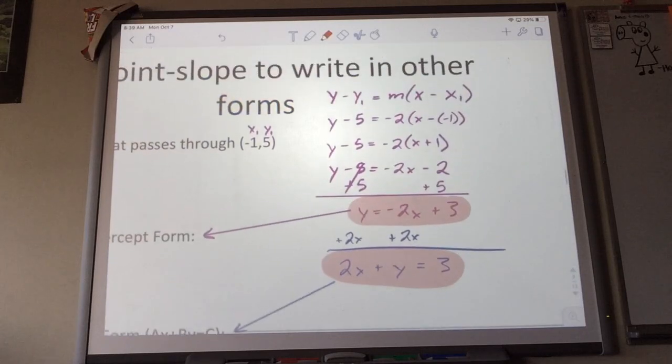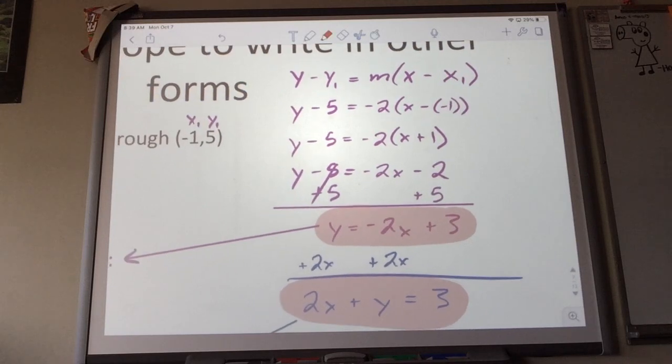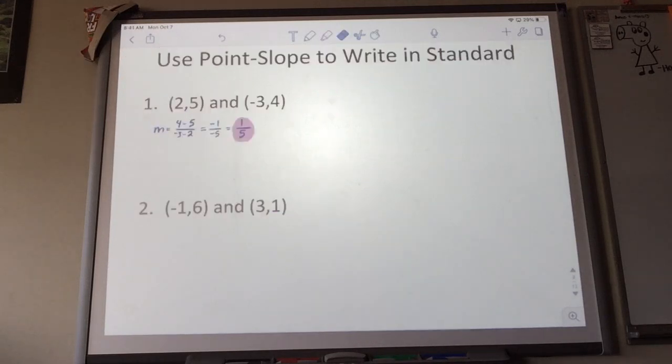Okay, any questions about what we did here? First one has no negatives. So use the first one. Now we've got an x1 and a y1. So we can plug those into our point-slope form. So y minus y1, which is 5, equals 1/5 times x minus x1, which is 2.